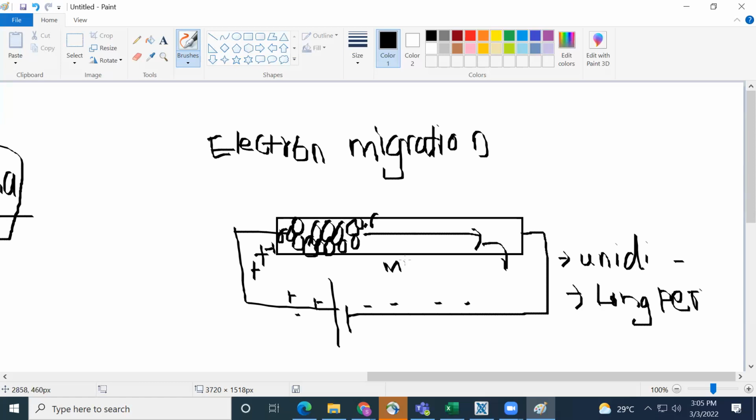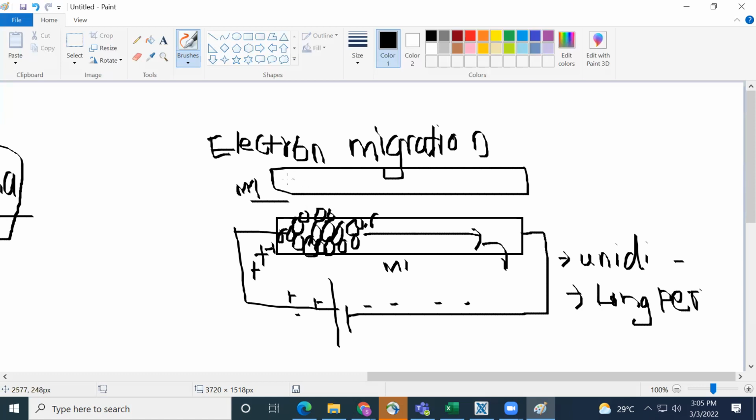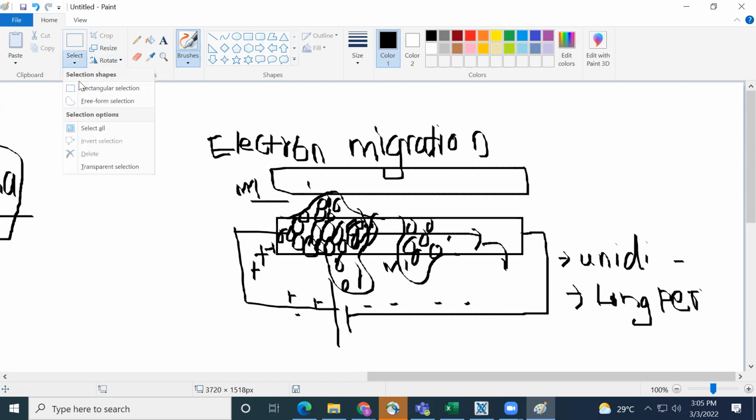Suppose this is M1, and nearby there is another metal. These atoms will start to move, even if you apply some voltage here also. Due to this, a short will occur, because the atom inside the metal moves from one position to another. Or sometimes the atom will be transferred to here. So there are two cases, either short or open.